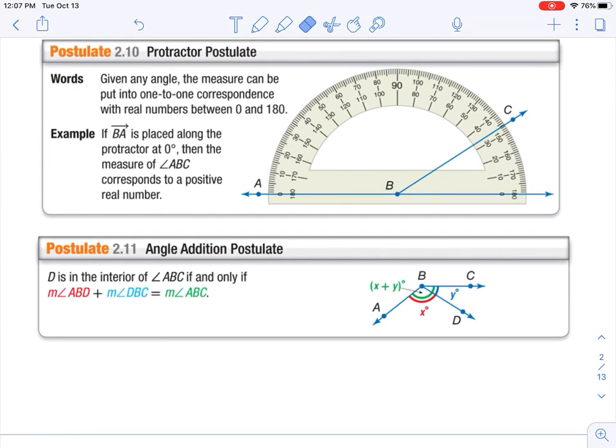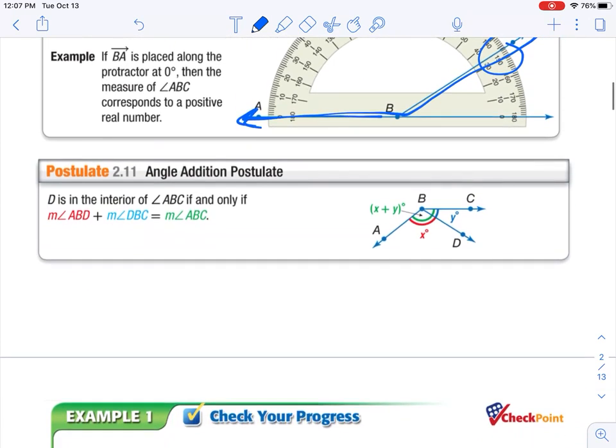So we have ray BA placed along the protractor is 0 degrees. Then the measure of our angle ABC corresponds to a positive real number, in this case about 146 degrees. So I won't use that one too much, but it's just stating that we can use a protractor to find degree measures if we are given an angle that is to scale.